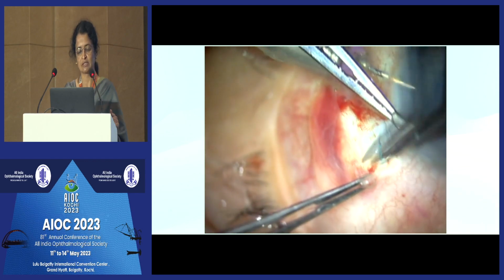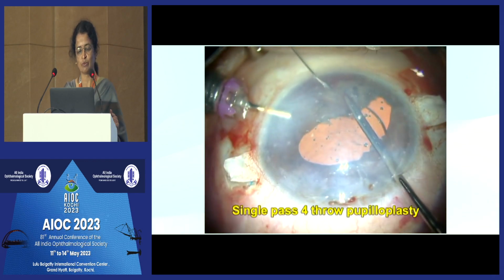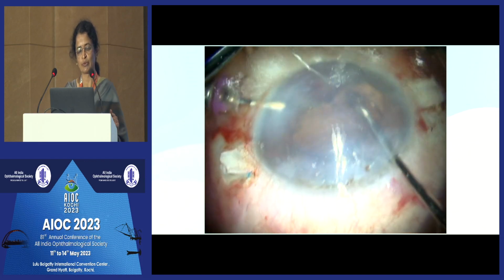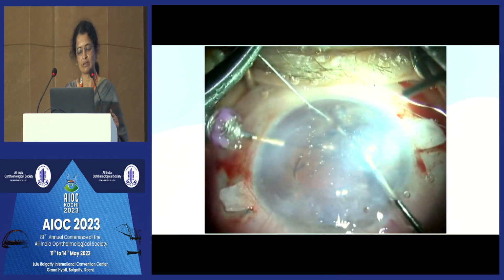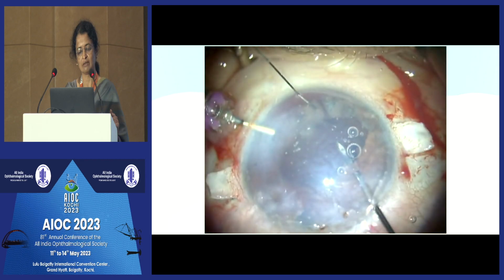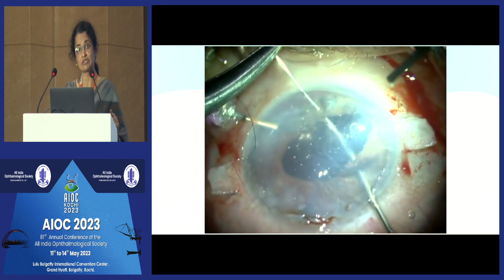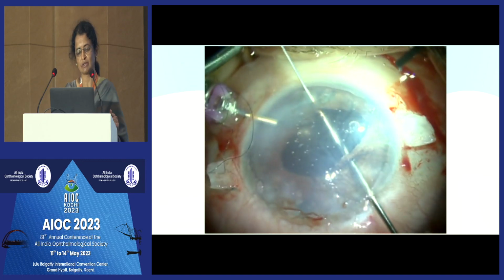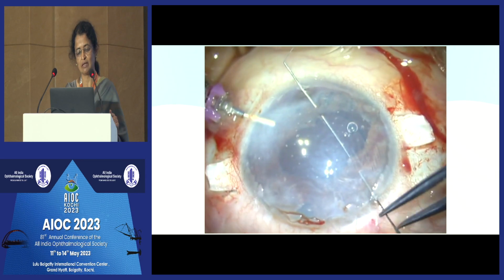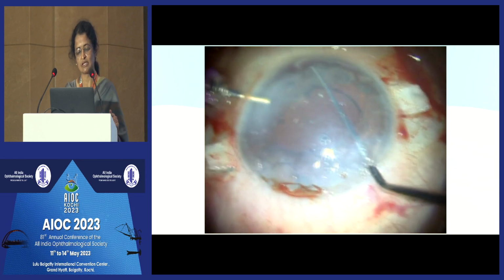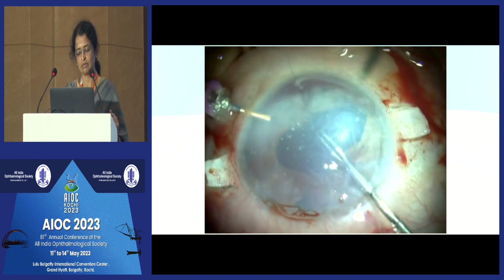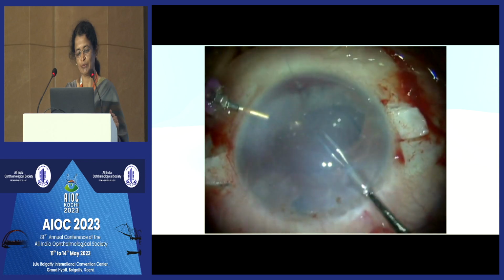Once the IOL is fixed, then we do the single pass 4-throw pupilloplasty to fix the iris tissue. With a Prolene needle, you pass into the iris tissue, and with a 26 gauge needle, you again pass the 26 gauge needle into the iris tissue, and then railroad it with the Prolene needle. Once you externalize the needle, you use a reverse Sinskey hook or MST forceps to make a loop of it, and you pull it out of your eye as a loop.